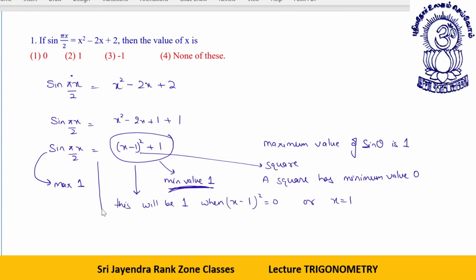Okay. Therefore, if we put x is equal to 1, both LHS and RHS become equal. Therefore, x is equal to 1. That is option number 1 is your answer. I'm sure it is clear to everyone. Now let's take the next one.